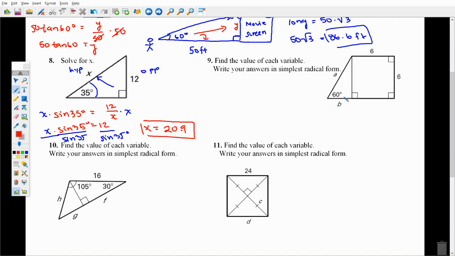This next one here does have to do with 30, 60, 90 as well. But this one's a little interesting because there's a square here. You might notice it's 6 and 6. This one's also a right angle. And so this length here has to be 6. This length here has to be 6.